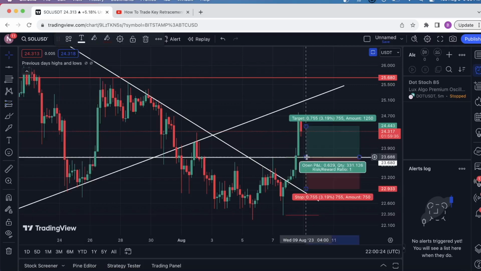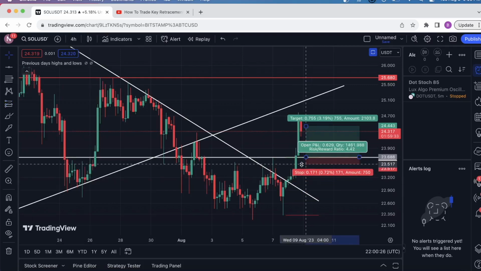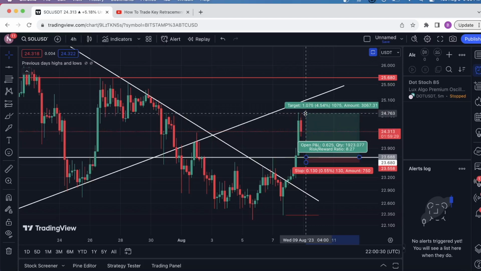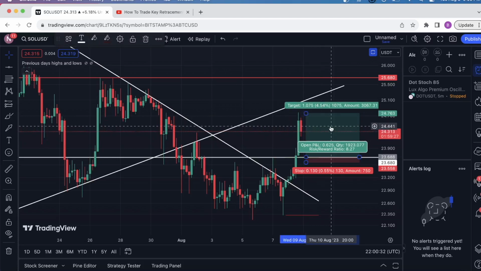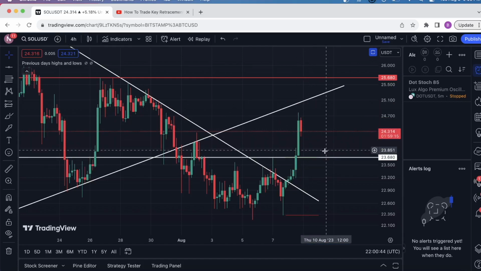So theoretically, if I enter a long, I place my stop loss just below that previous day high, and then I would target pretty much where we are right now. And that would give me a risk reward ratio of 1 to 8.27, which is amazing, guys. I would risk 0.55% on that trade to potentially get 4.54% to the upside. So yeah, that's a potential trade that I would take.